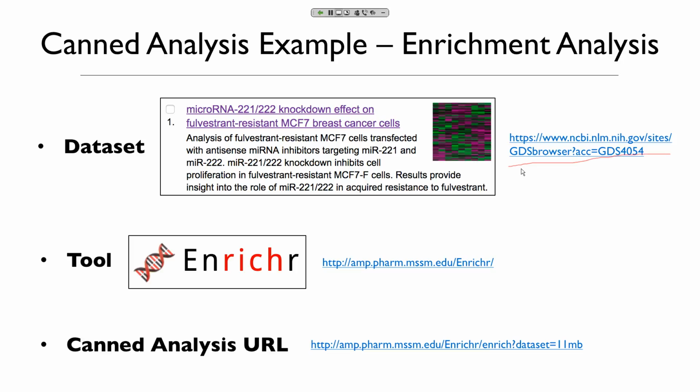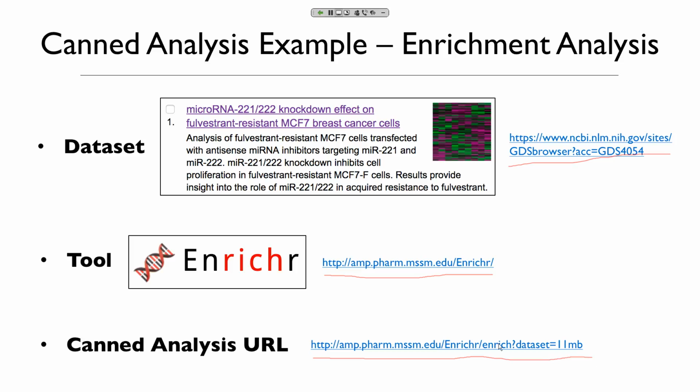The second element is a link to a computational tool which can operate on this dataset. In this case, the computational tool is Enrichr, which has been developed by the Ma'ayan lab, which allows users to calculate the enrichment of gene sets over a large number of different biological pathways and terms. The third element which defines the canned analysis is the canned analysis URL, which in this case is a web page which is hosted on the Enrichr website.